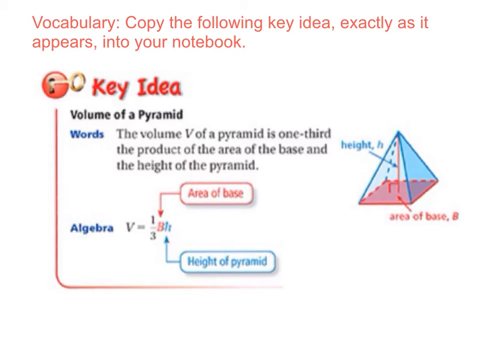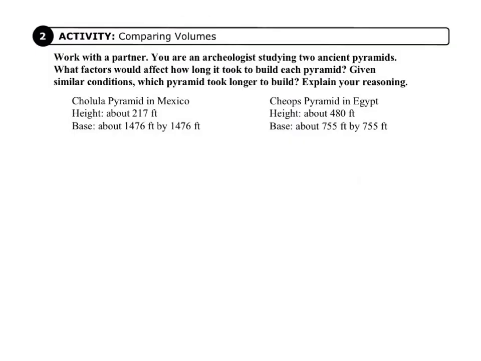Volume of a pyramid. The volume, V, of a pyramid is 1/3 the product of the area of the base and the height of the pyramid. In algebra, it looks like capital V equals 1/3 times capital B times height, H. Today we'll be starting on page 171 in your record and practice journal.